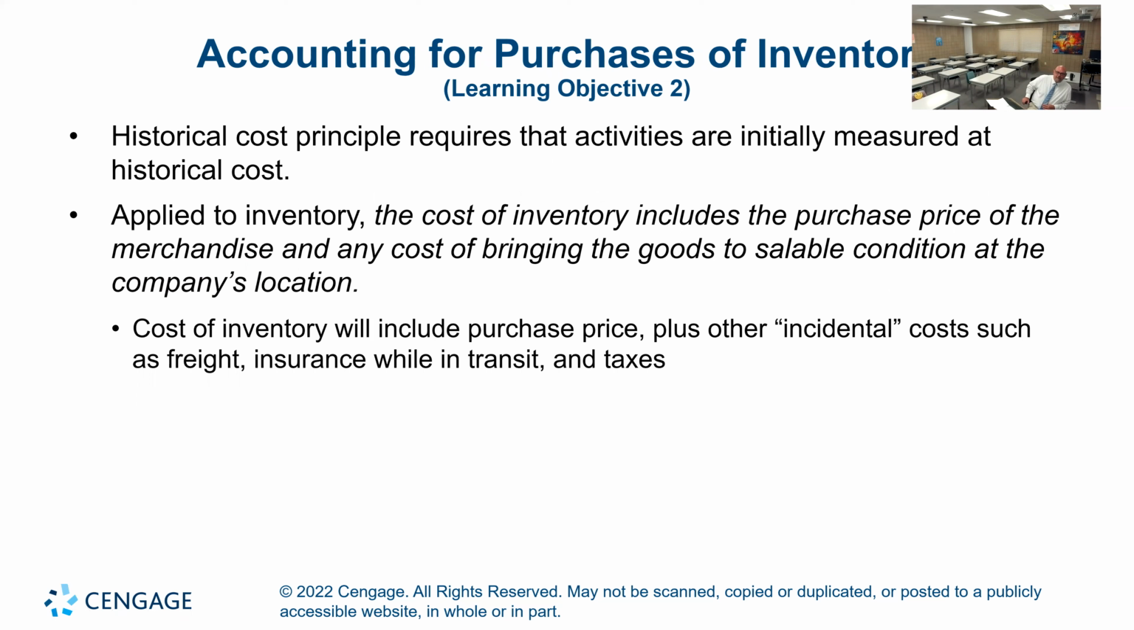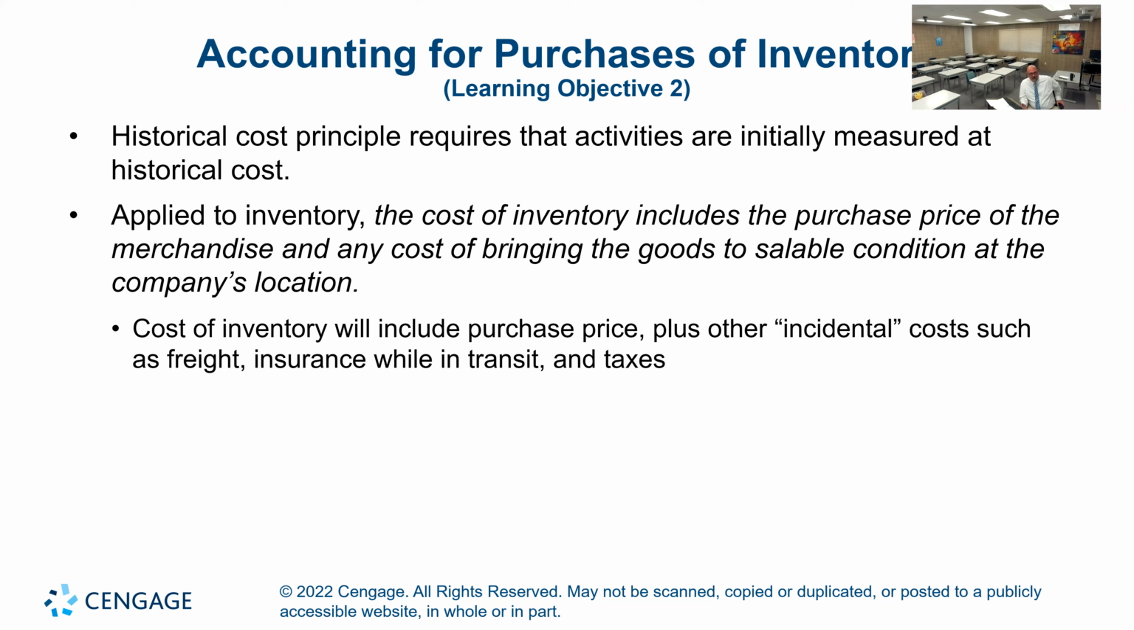Okay. Accounting for the purchases of inventory. When we account for inventory, we have to use the historical cost principle, meaning that whatever we pay for the inventory, that's what we record the inventory at. But it is not just the cost of the inventory that goes into it. It is the purchase price of that inventory, plus any cost to bring the goods to a saleable condition at the company's location, or, if you're going to finish the product.